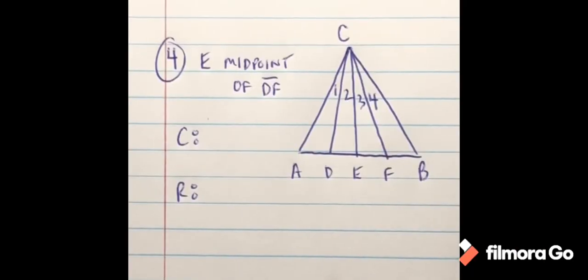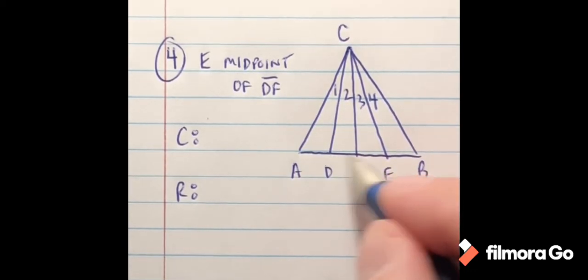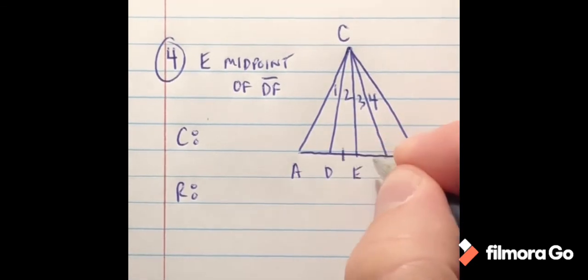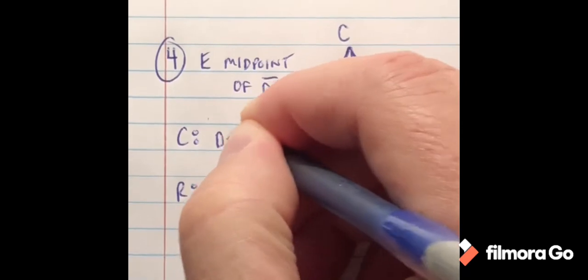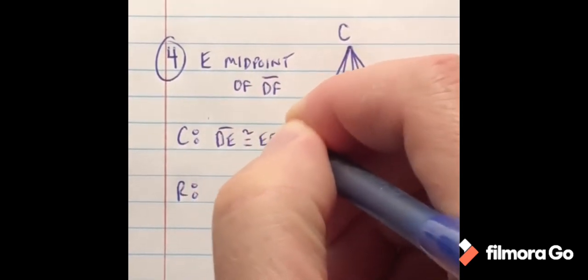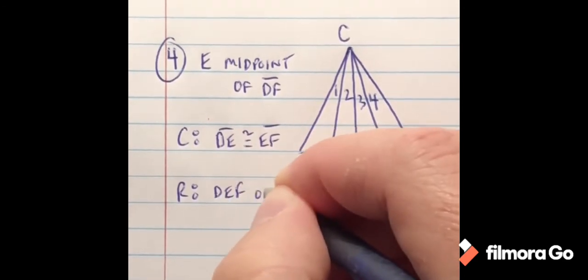In number 4, they give us that E is the midpoint of DF. Midpoint is our key word here, so the midpoint splits DF in half, so that means that DE has to be congruent to EF. And our reason, definition of a midpoint.